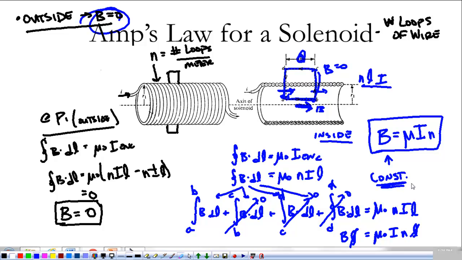inside of a solenoid. We won't have time to work on this, but this is how a solenoid works. We construct a square. We really only have to deal with the bottom part of the square, the length that's inside of the solenoid. And it's constant at every point. So here, here, all the way through, the value for the magnetic field is mu 0 times I times the number of turns per unit length.